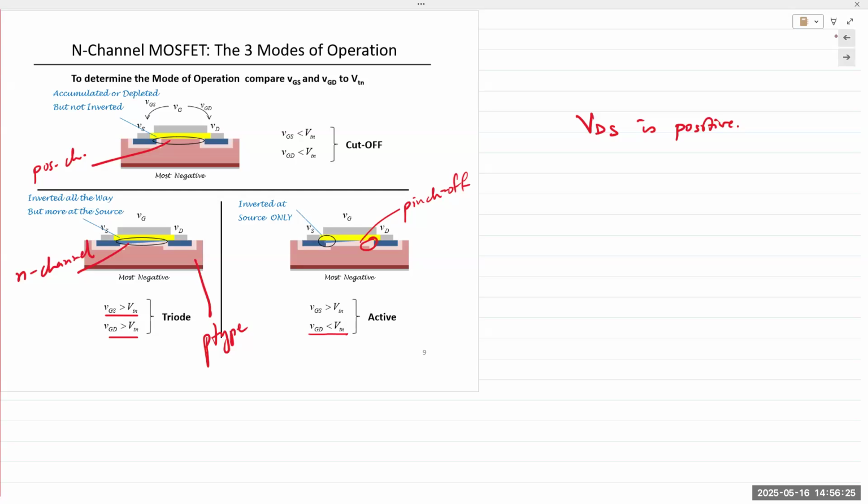And the characteristic that we obtain looks something like this. So it's linear right here. In this region, it's linear. In this region, it's saturated or active. And it flows at a constant level, and it's a constant current source.